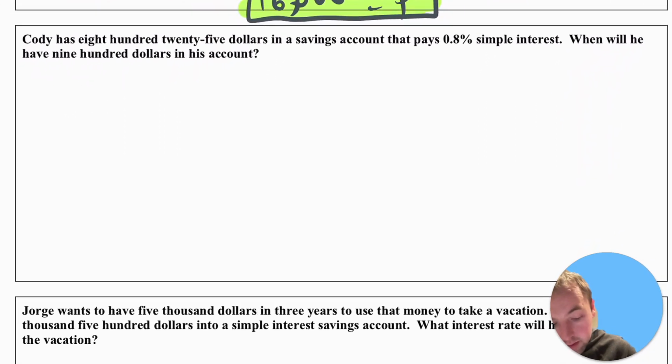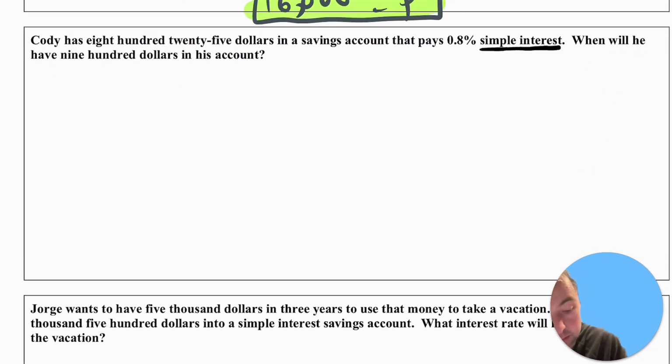All right, so here in this problem, it's another simple interest problem, but starting at the beginning, it says that Cody has $825 in a savings account that accrues 0.8% simple interest. When will he have $900 in his account? So we're looking to figure out when, right? So time is the unknown right here.